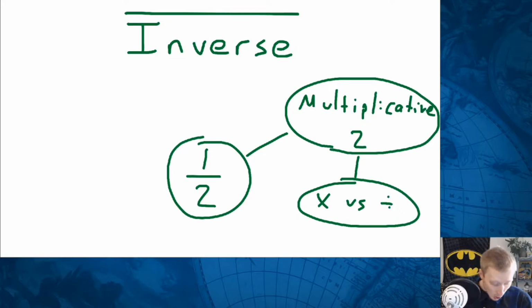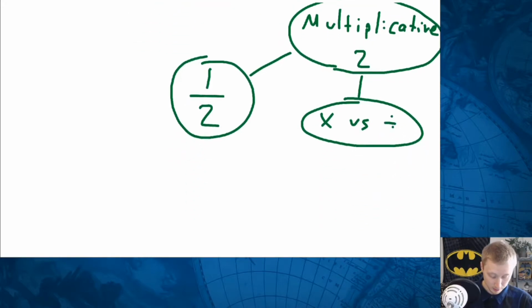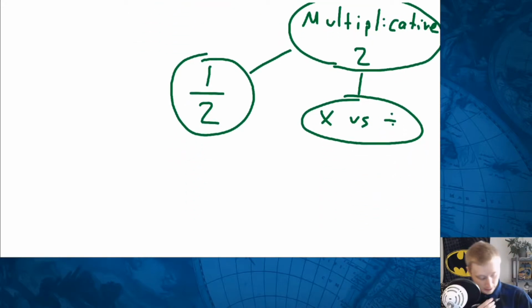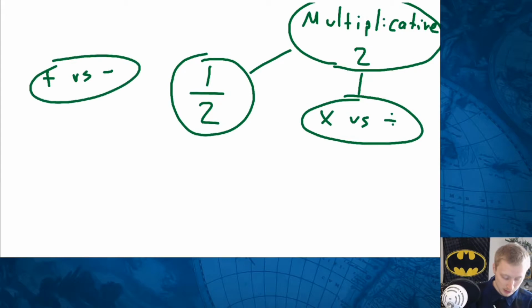And we can also think about additive inverses, right? We also have plus versus minus. That's another type of inverse. It is the opposite operation. It's going backwards. We started with numbers.